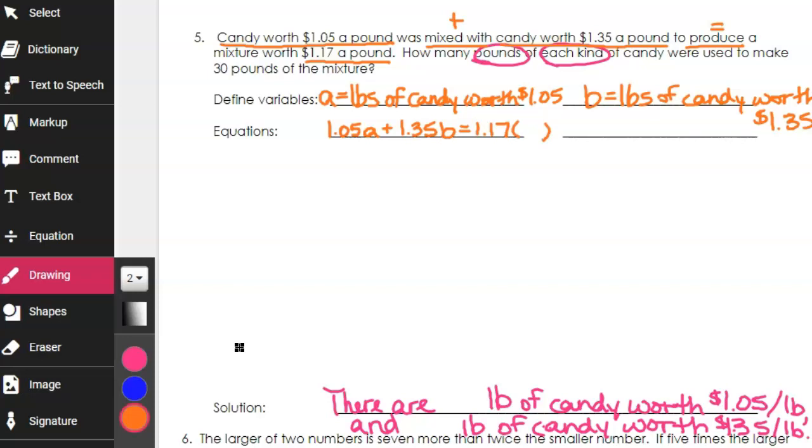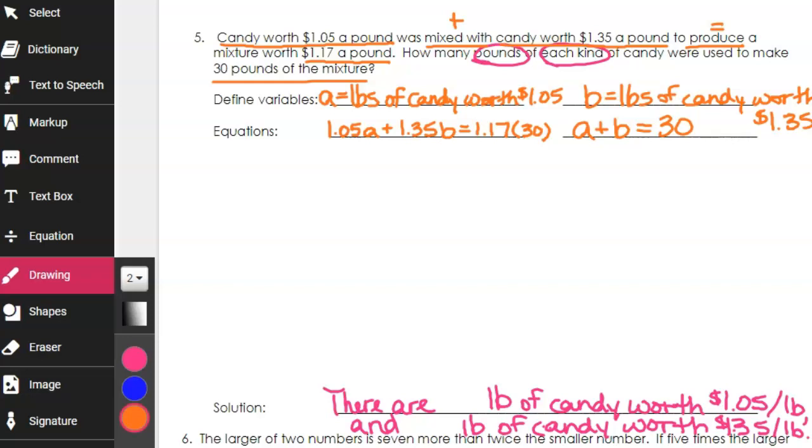And they don't give us that information until the very end. It says that there's 30 pounds of that mixture. So this should be a 30. For our second equation, we know that the pounds of candy plus the pounds of the second kind of candy have to equal the total pounds of the mixture, which is 30. So this is set up for elimination.